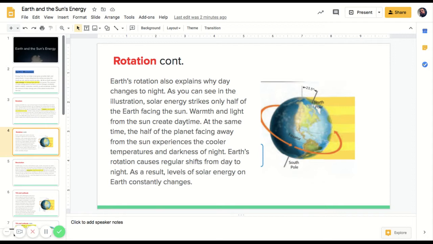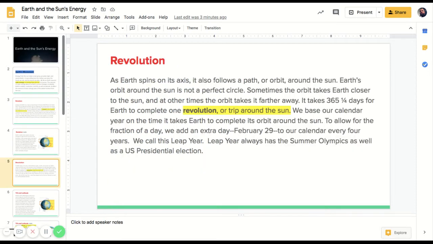Earth's rotation also explains why day changes to night. As you can see in the illustration, solar energy strikes only half of the Earth facing the sun. Warmth and light from the sun create daytime. At the same time, the half of the planet facing away from the sun experiences the cooler temperatures and darkness of night. Earth's rotation causes regular shifts from day to night. As a result, levels of solar energy on Earth constantly change.